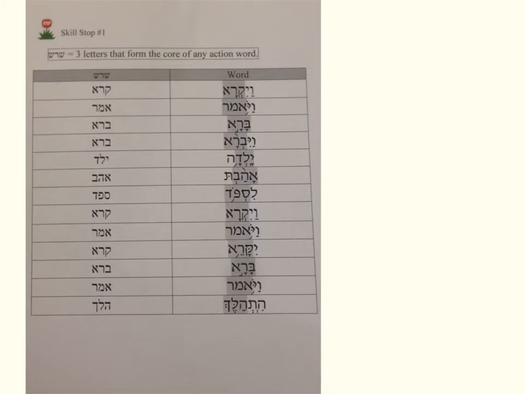Okay, so a shoresh is the three letters that form the core of any action word. So notice that an action word, we're talking about verbs here. Okay, let's look at one a little bit more closely. Let's take vayomer, which is right here.